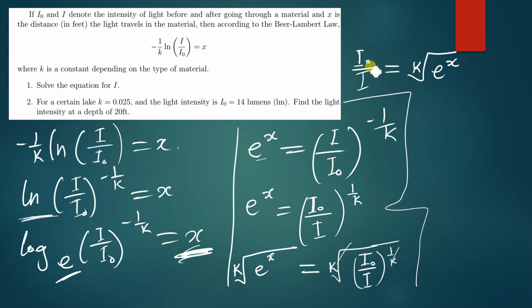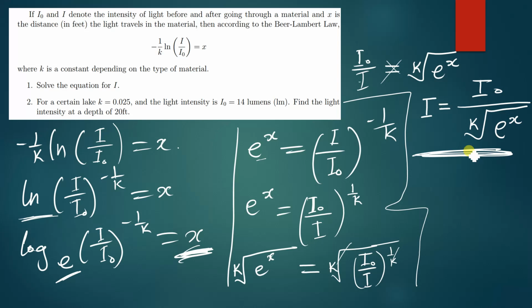Now to make I the subject of the formula, because that's what the question is asking us to do, just cross multiply and you have I is equal to I naught over the kth root of e to the power x. This I becomes the subject on this side, and this becomes the denominator. So this is the expression that they wanted us to derive.